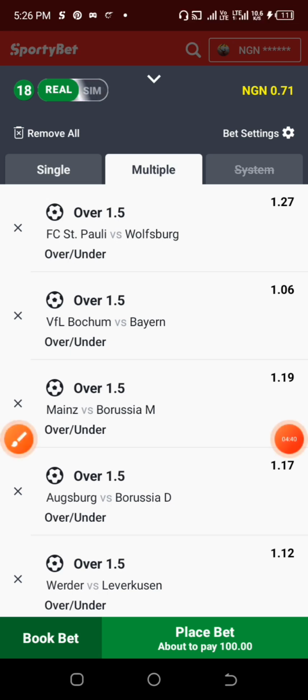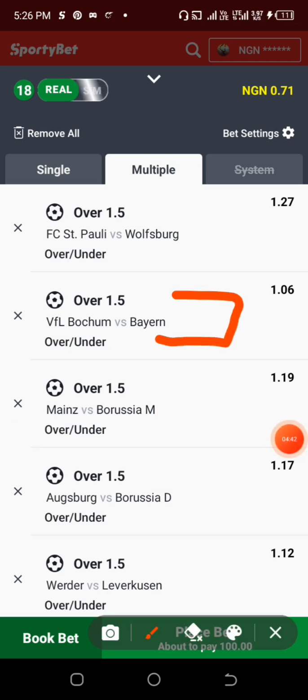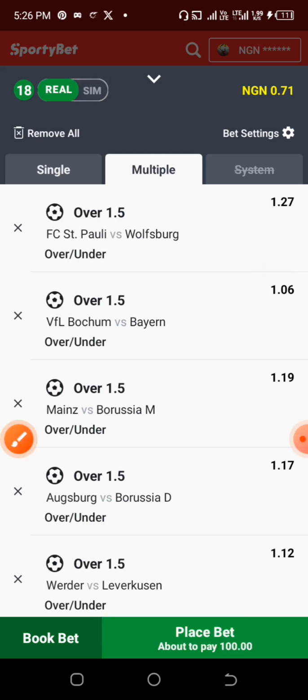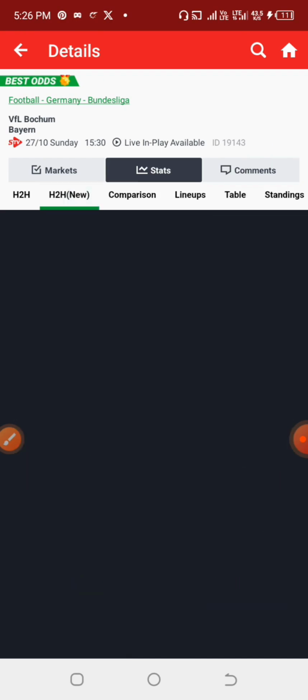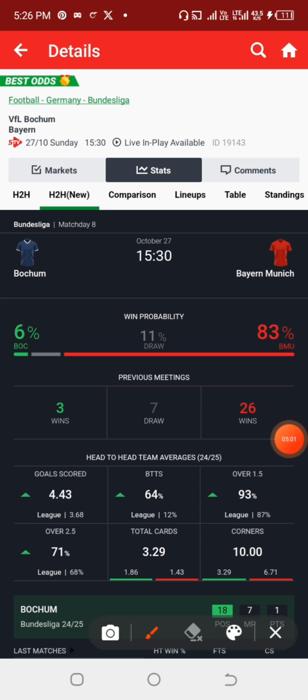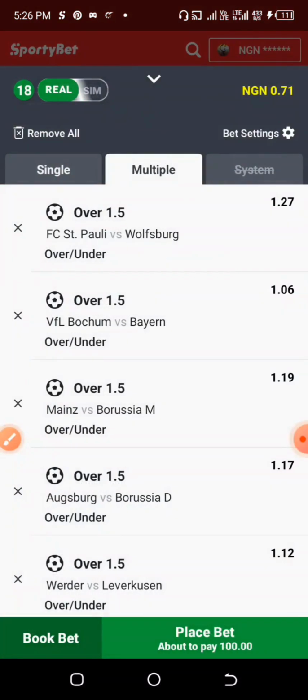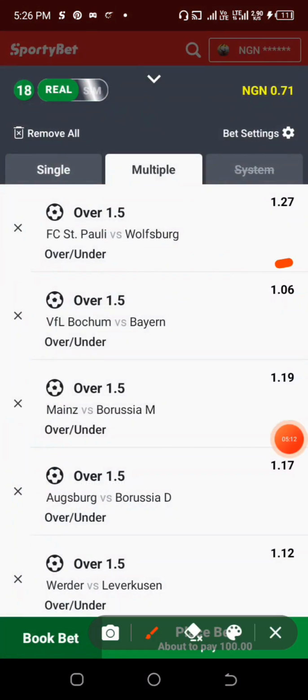So for the next game under the same league, Bayern Munich, the odd provided by bookmakers for the over 1.5 goals is very small, an odd of 1.06. Actually, the reason for that is because this particular game has a high probability of coming out as over 1.5 goals, because checking their head-to-head, you will see that the average point for the over 1.5 goals happens to be 93%. And if you check the odd allocated by the bookmakers, you will realize that this particular odd is very small.